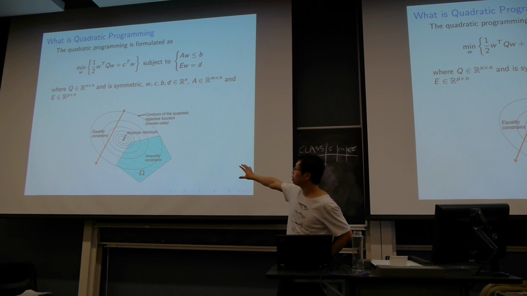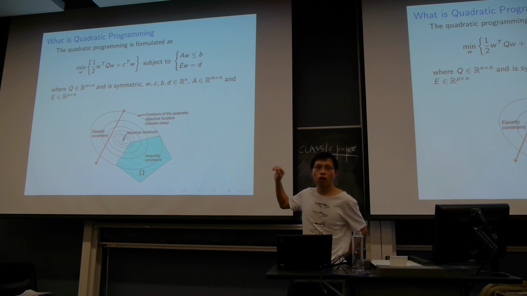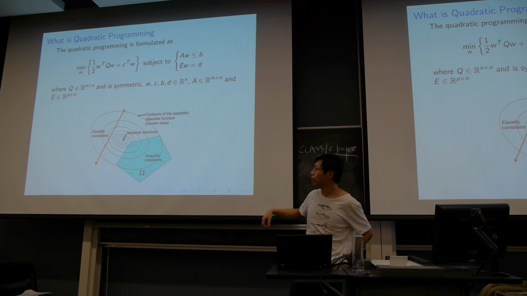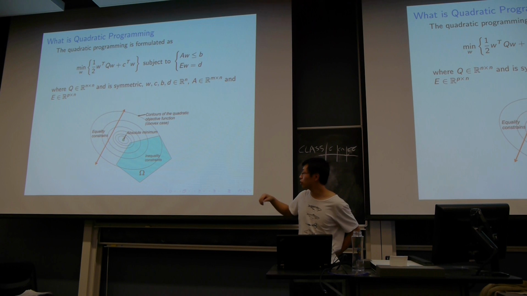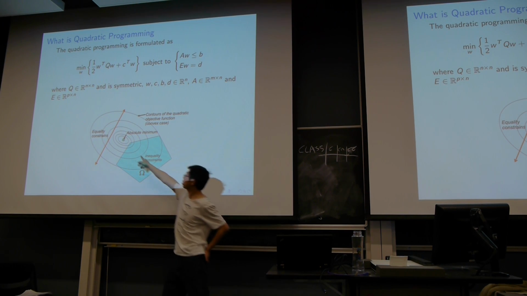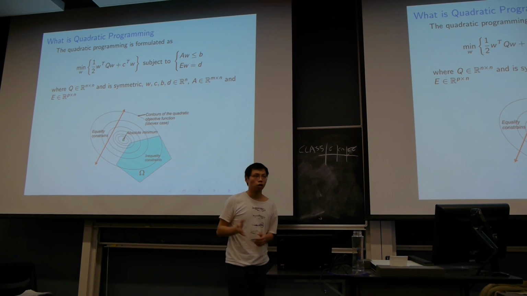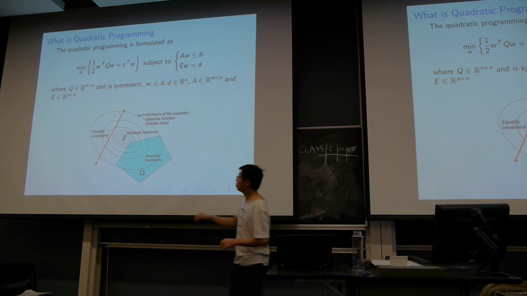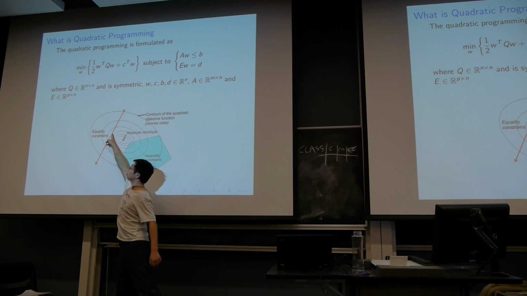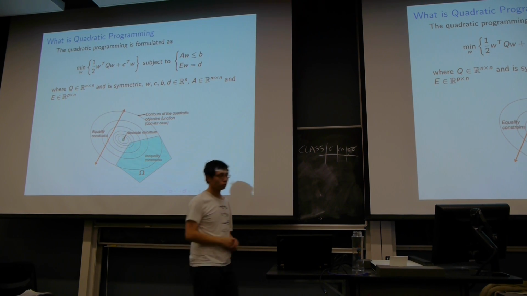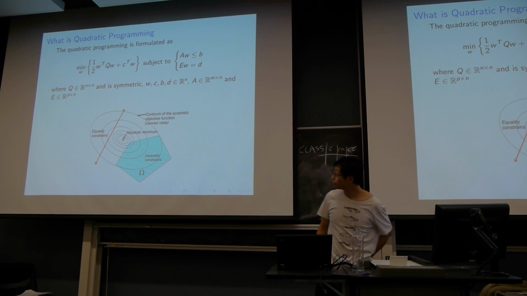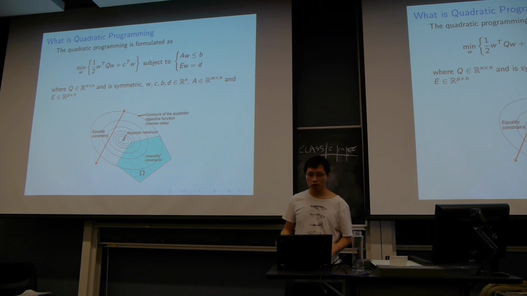Think about it: if we only have the inequality constraints, where is the optimal position? It is here. And if we only have the equality constraint, the minimizer is here, because you should be on the line. So far, so good.